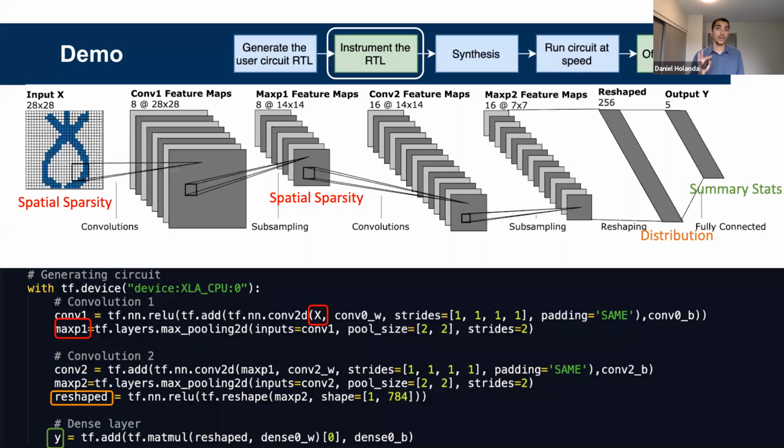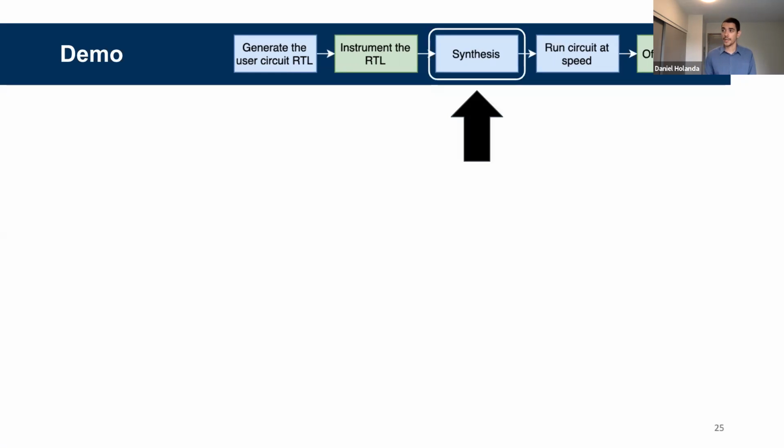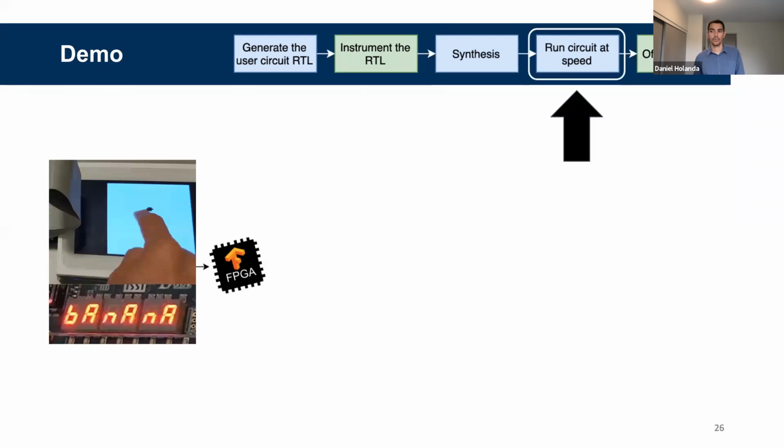Although we could instrument this directly on top of the RTL by changing the RTL, I decided to instrument things directly at the TensorFlow level. Okay, so we're then going to synthesize the circuit, and then we're going to run things at speed.